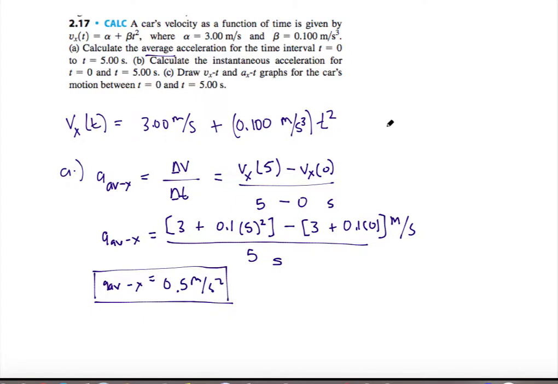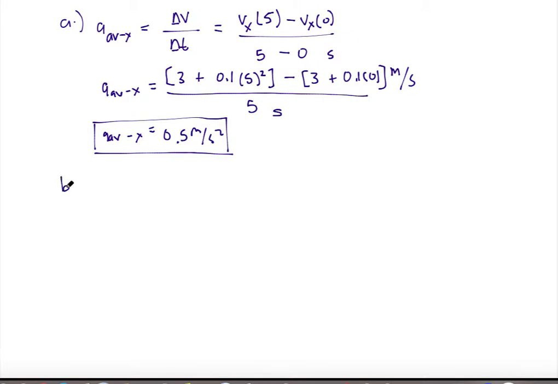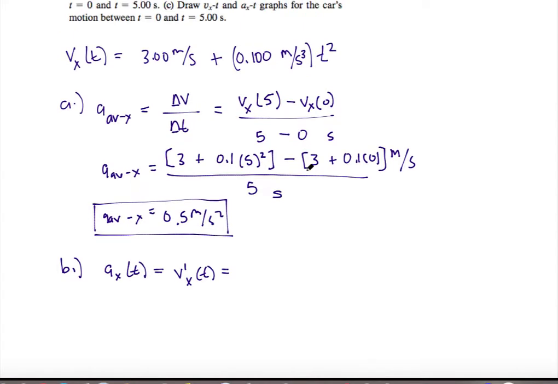Part B asks us to find the instantaneous acceleration for t equals 0 and t equals 5. So part B wants instantaneous acceleration. So this is equal to the first derivative of my velocity as a function of time. So my velocity function is, I will go ahead and take the derivative here. My velocity function being 3 meters per second plus 0.1 times t squared.